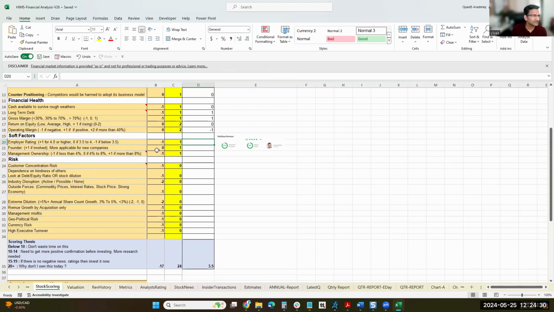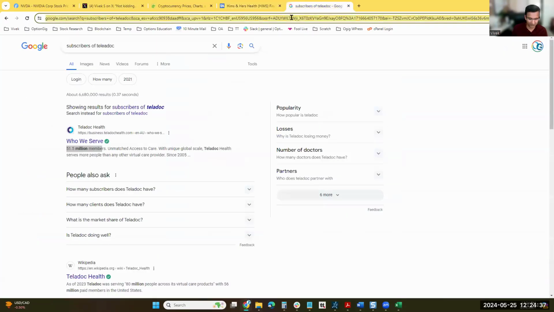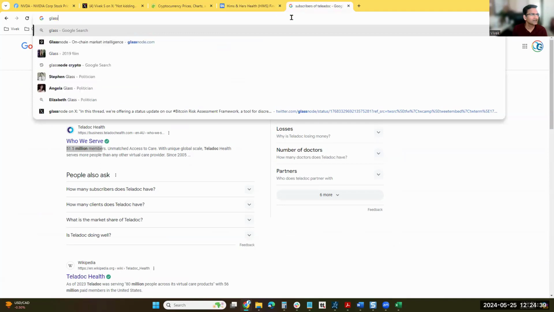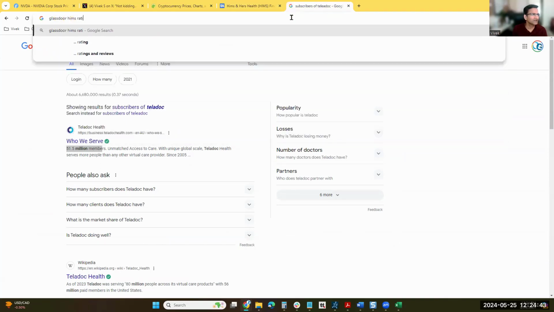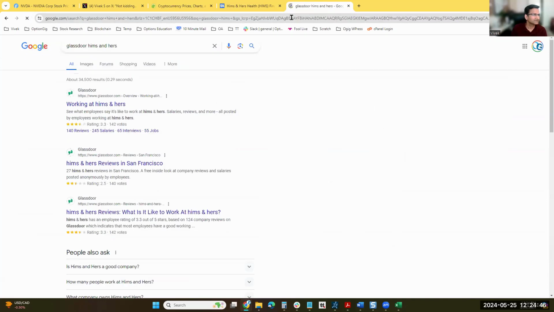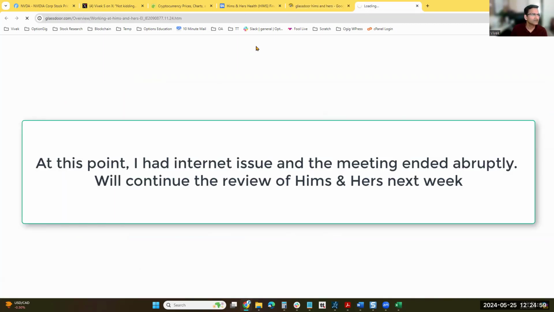Employer rating. How's the employer rating on Glassdoor? Right, now we're getting into a little softer factor. Glassdoor, Hims rating. Oh, Hims and Hers. This is working. I want to get a full, okay. So let's see where it shows up here.